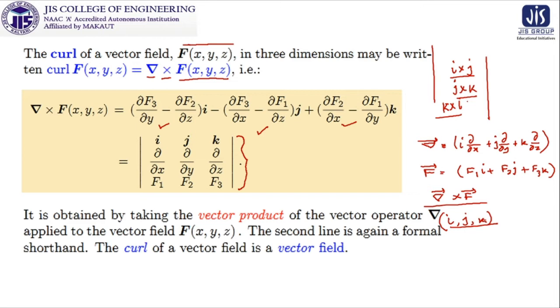Now we are saying that it is obtained by taking the vector product, that means cross product, of the vector operator del applied to the vector field f(x,y,z). The second line is again a formal shorthand, obviously, because the curl of a vector field is a vector field. What is the meaning of this line? As we know, the cross product of two vectors gives you a vector, and here we are taking one vector operator with cross product with a vector field. The result is a vector field.